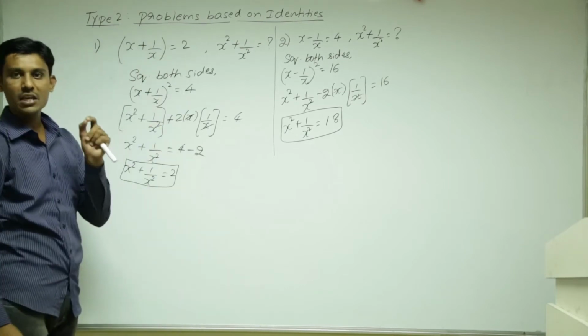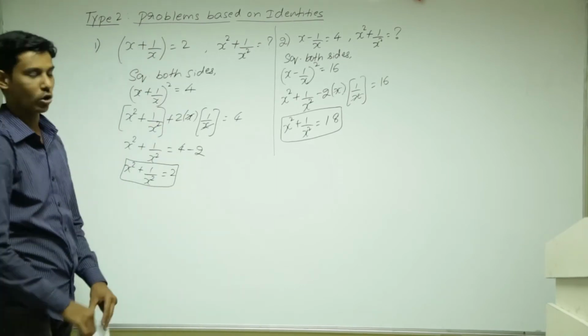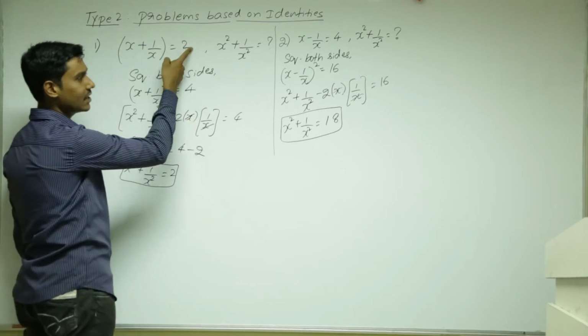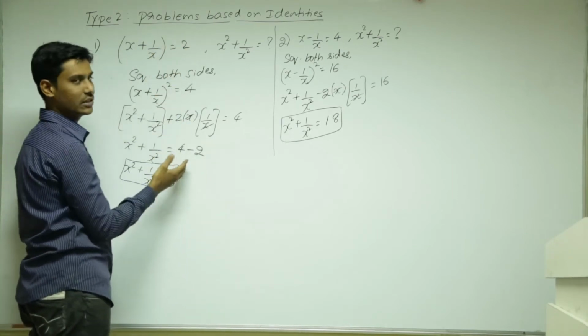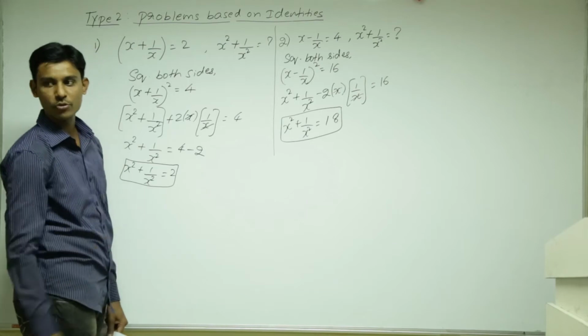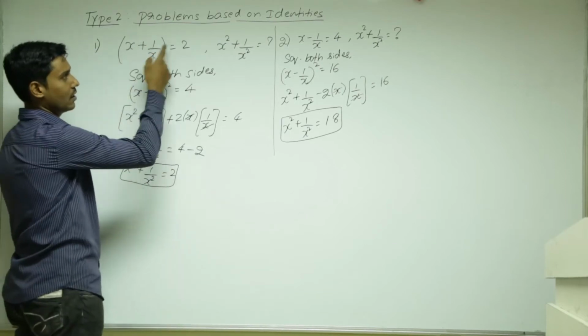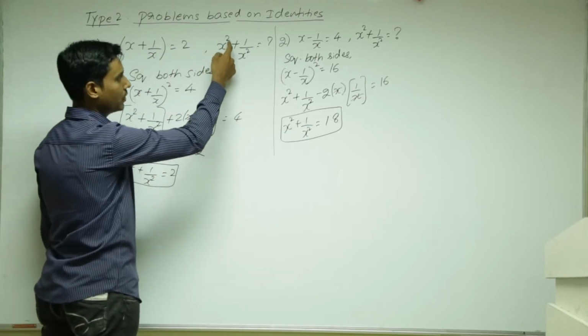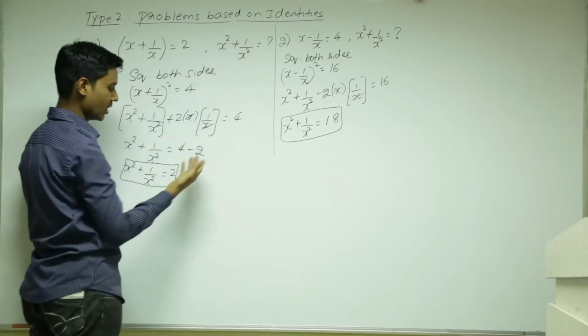That means keep an eye on the right hand side. If the right hand side is 2, you need not do all these things. Directly substitute x value as 1. x is 1. Substitute in the question also. 1 square plus 1 by 1 square is also nothing but 2 itself.